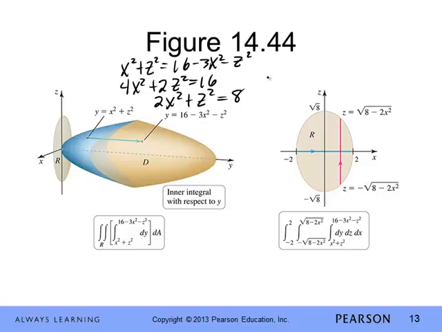And as promised, the innermost limits of integration have two variables. The middle limits of integration have just one variable. And then the outermost limits of integration just have constants.